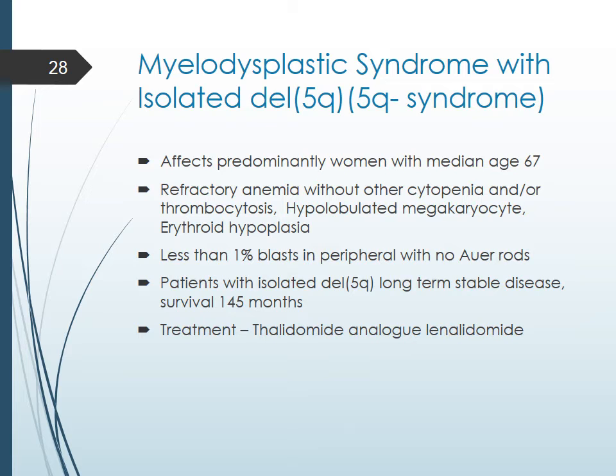Hypolobulated megakaryocytes, erythroid hypoplasia. Fewer than 1% blasts in the peripheral blood. Auer rods are not seen. Patients with MDS with isolated deletion of 5q have long-term stable disease, median survival 145 months. In this particular disorder, the thalidomide analog lenalidomide has proven to be effective.